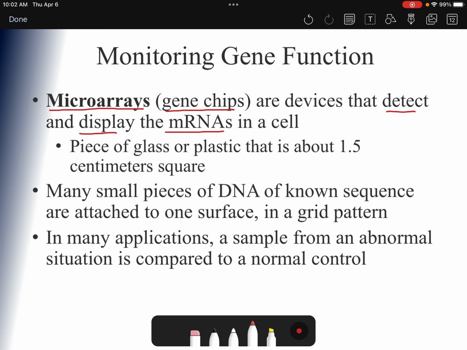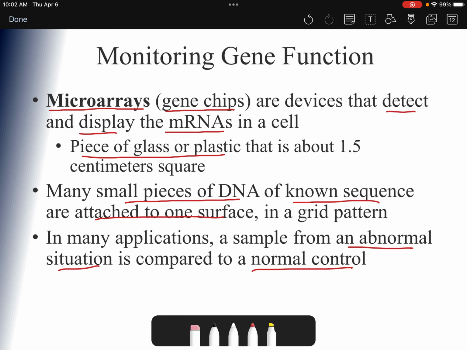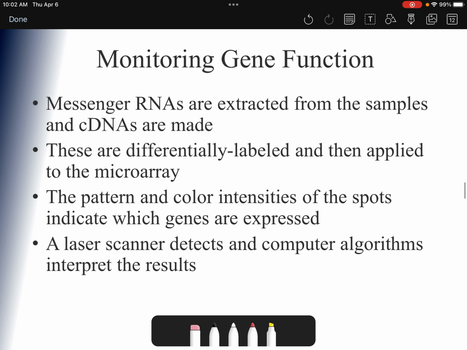And so they just use these little pieces of glass or plastic. It almost looks like a little, what do they call it, cover slip, like on a microscope slide. And many small pieces of DNA of a known sequence can be attached to it. And then they can take a look at it and they can compare a sample from an abnormal situation to a normal control to see what's happening there.